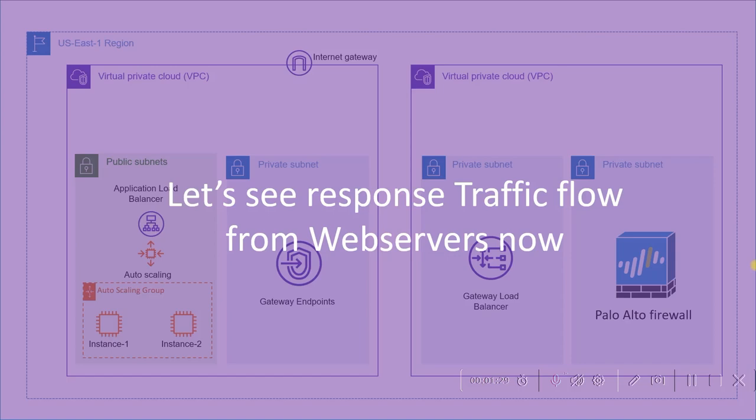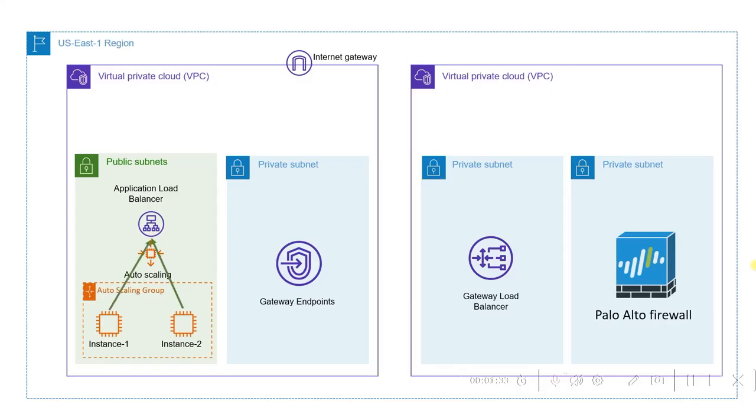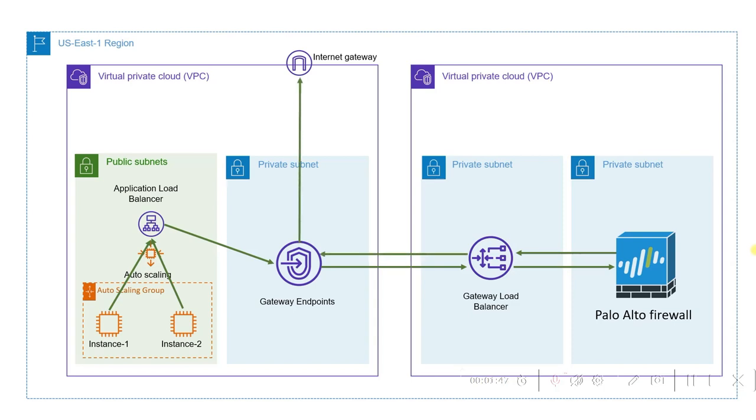Let's see the response traffic flow from the web servers now. First the server will respond and it will come back to the gateway load balancer endpoint, then go to the gateway load balancer, then Palo Alto firewall. Once we allow this traffic with the security rules, it will come back to the gateway load balancer endpoint and go to the internet. This is the overall traffic flow.